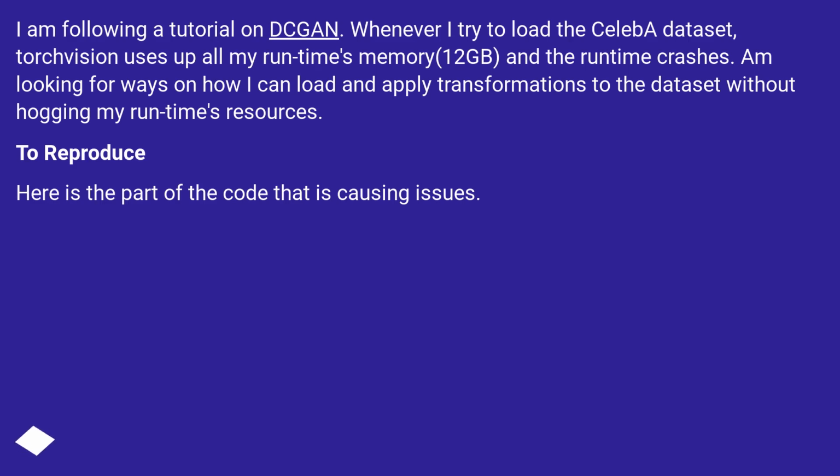Whenever I try to load the CelebA dataset, torchvision uses up all my runtime's memory, 12 GB, and the runtime crashes. I'm looking for ways on how I can load and apply transformations to the dataset without hogging my runtime's resources. To reproduce, here is the part of the code that is causing issues.